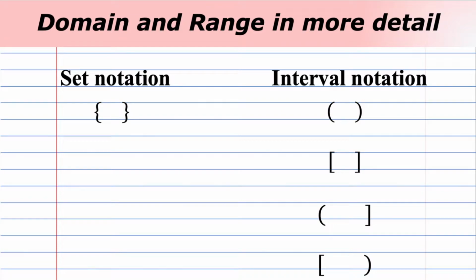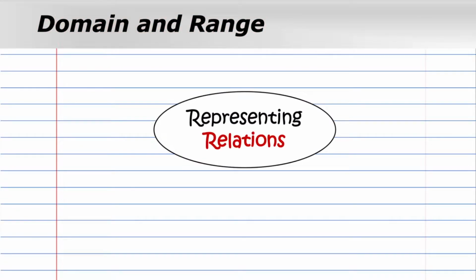Our goal after this little session here is to make sure you know the difference between set notation and interval notation when you're writing out domain and range. We'll look at all of the examples in set notation, and then we'll look at all of the examples in interval notation. Recall that we can represent relations in many different ways, and you have to be able to write domain and range from each of those ways.